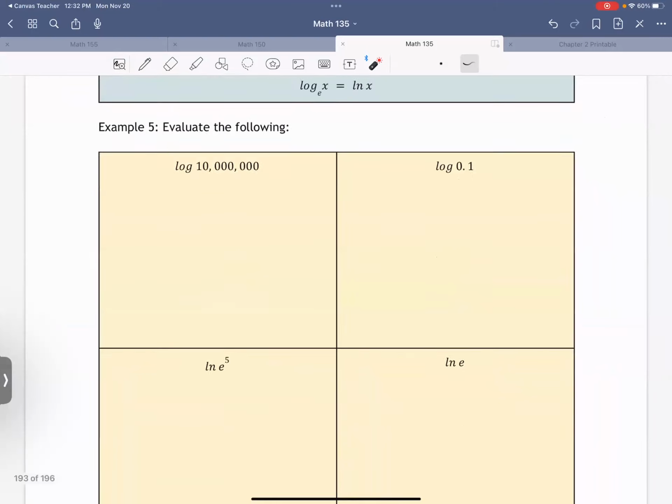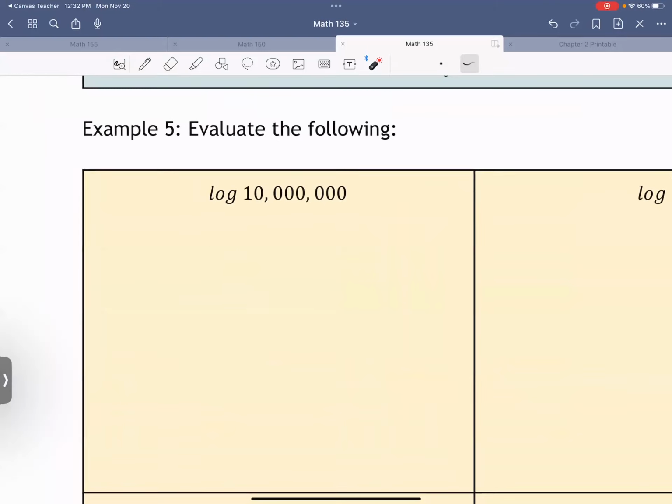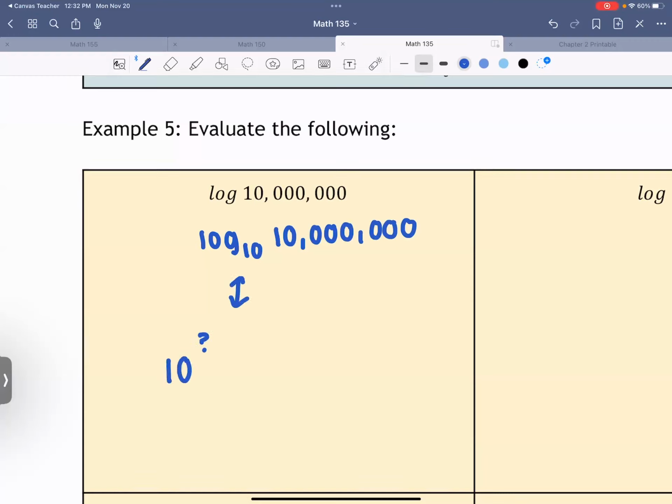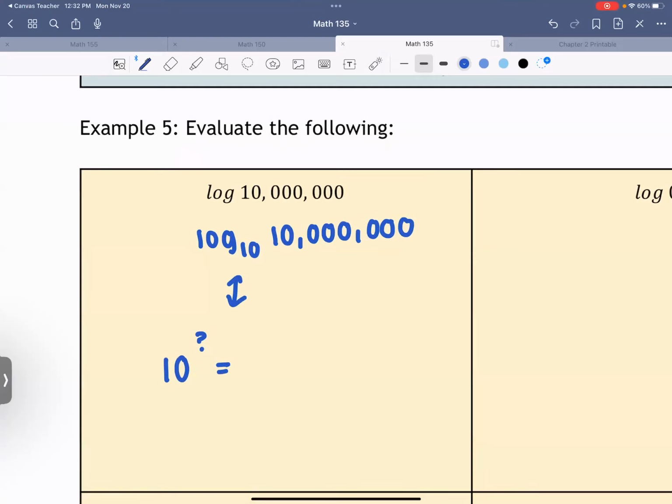Okay, let's do example 5. We want to do log of 10 million. Now if you see log by itself, what base is it? 10, good. So this is log base 10 of 10 million. If I were to write this in exponential form, well, 10 is the base. I'm raising it to a power that I don't know, and I know the final answer has to be 10 million, right? What power of 10 gives me 10 million? 7, good.